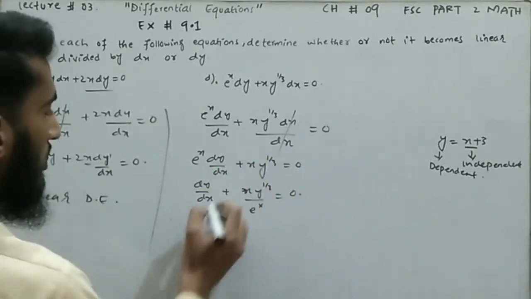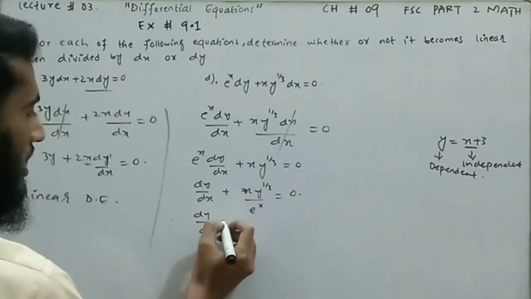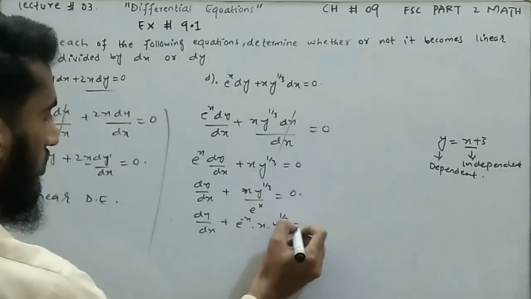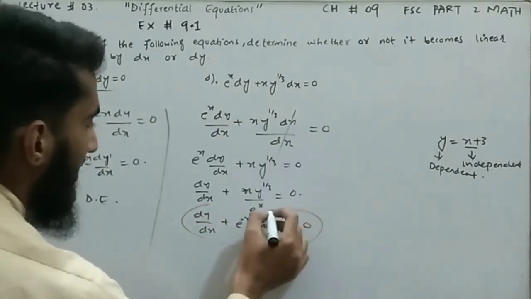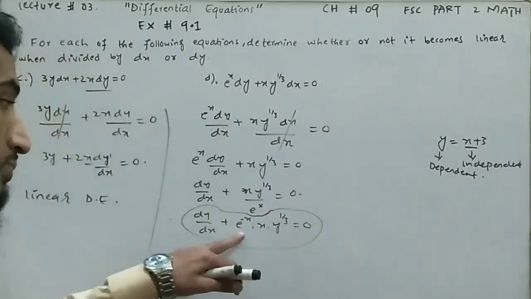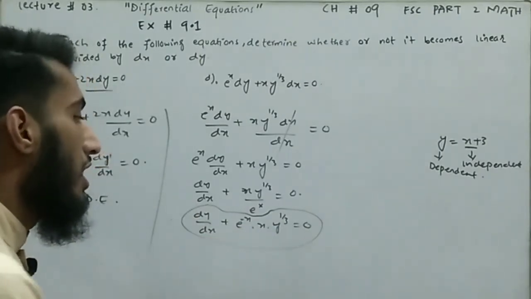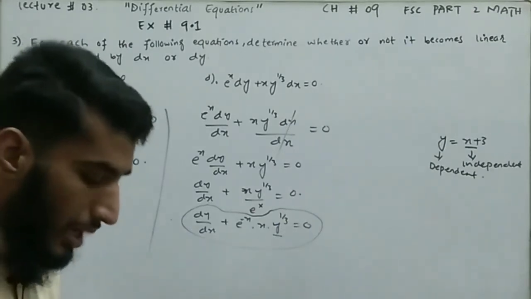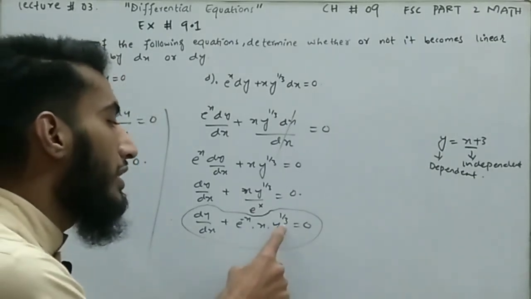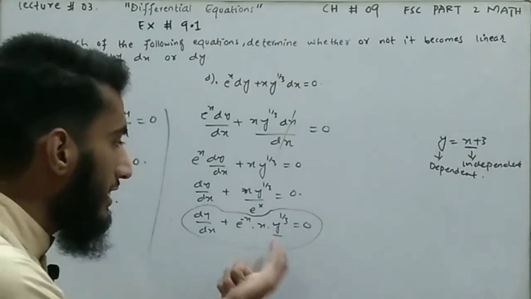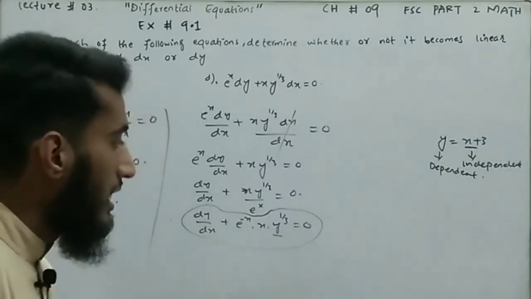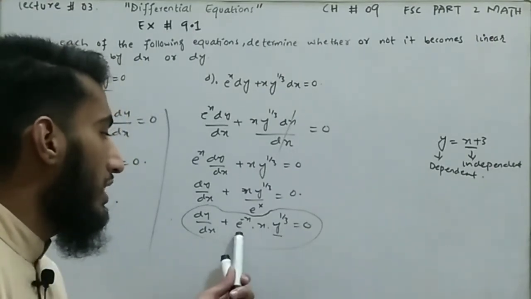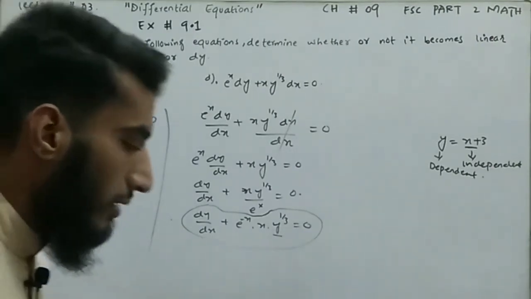So this e power x will move to the numerator, it becomes dy over dx plus e raised to the power negative x into y power 1 over 3 is equal to 0. So this equation is not a linear differential equation because the exponential function is multiplied with the dependent variable. Remember, the equation will be linear if the highest power of the dependent variable y is 1. So over here it is not 1, it is 1 over 3. That's why this equation is a non-linear differential equation.